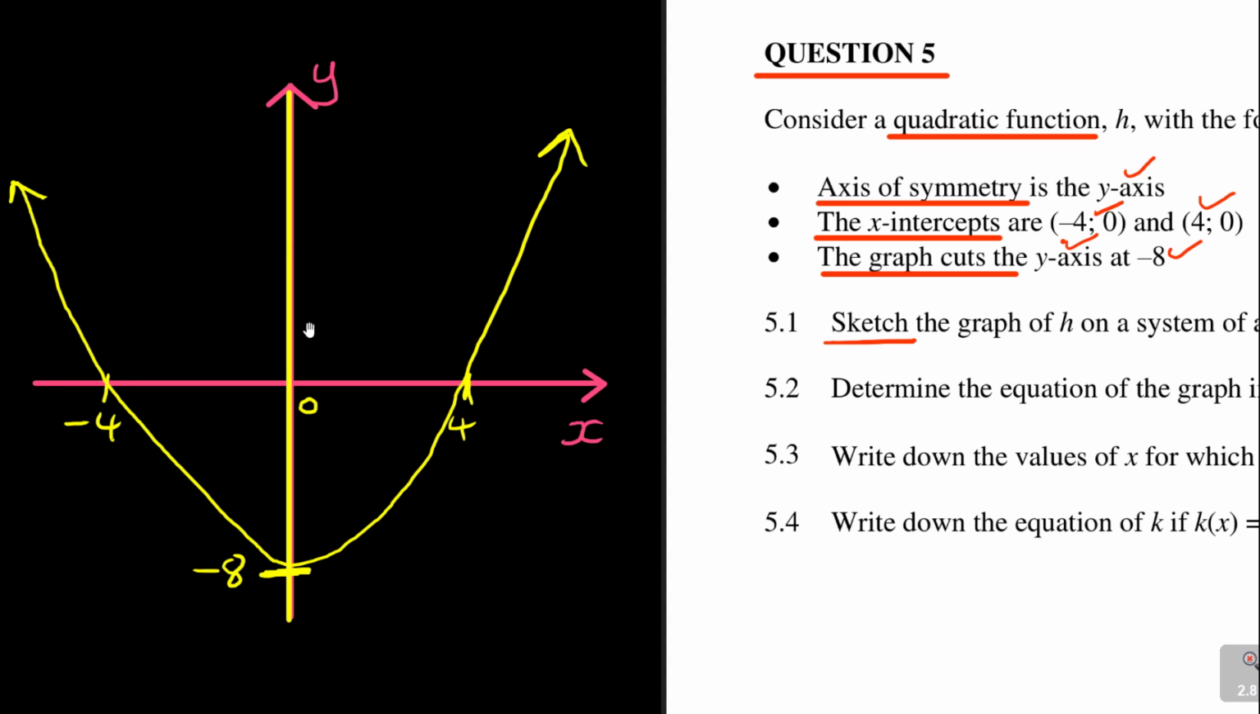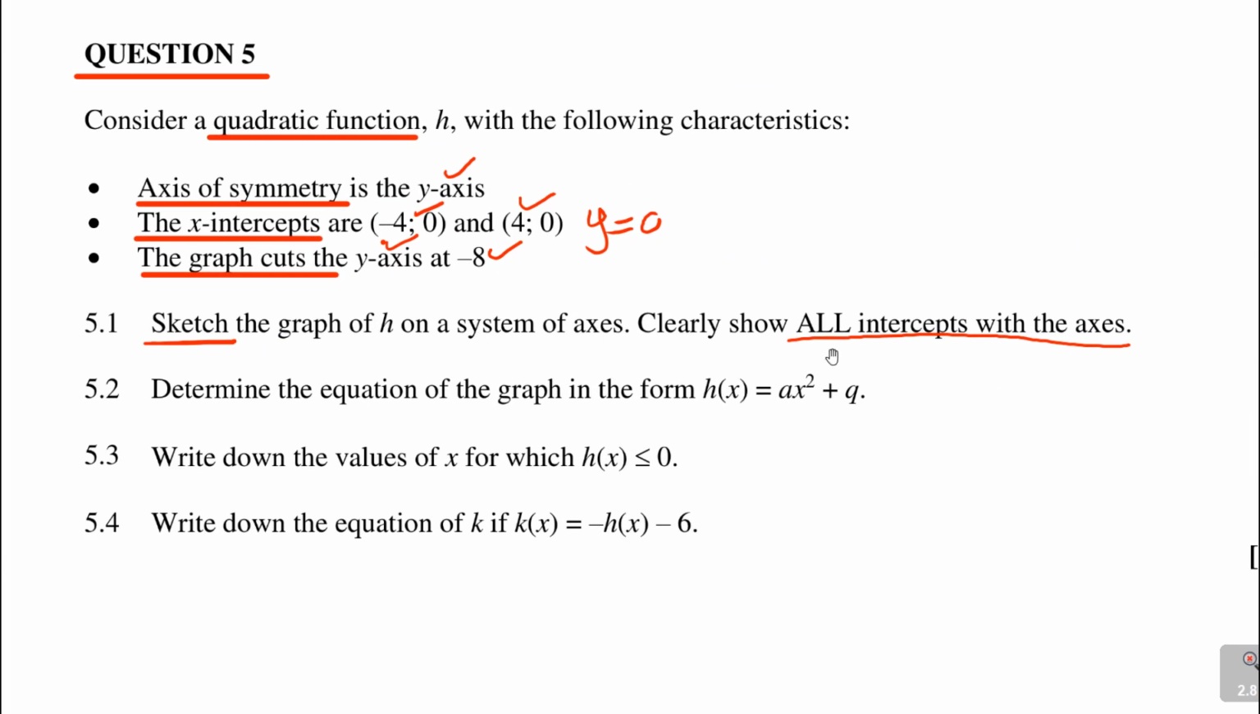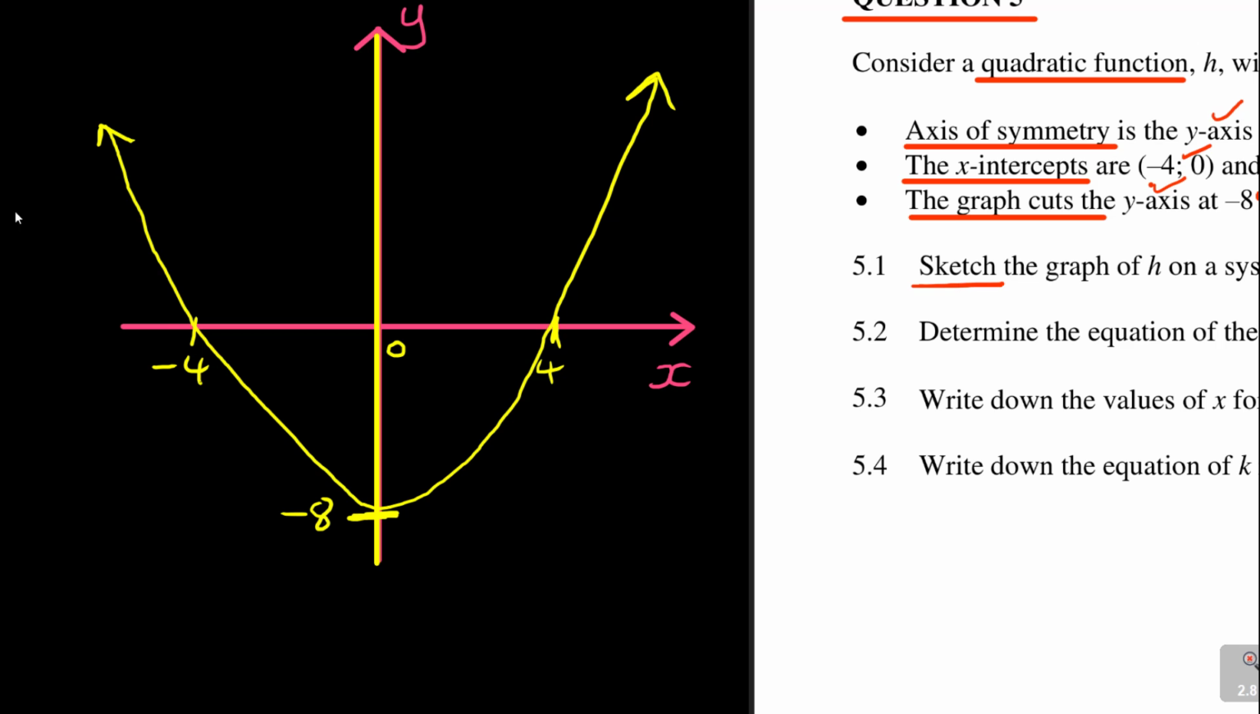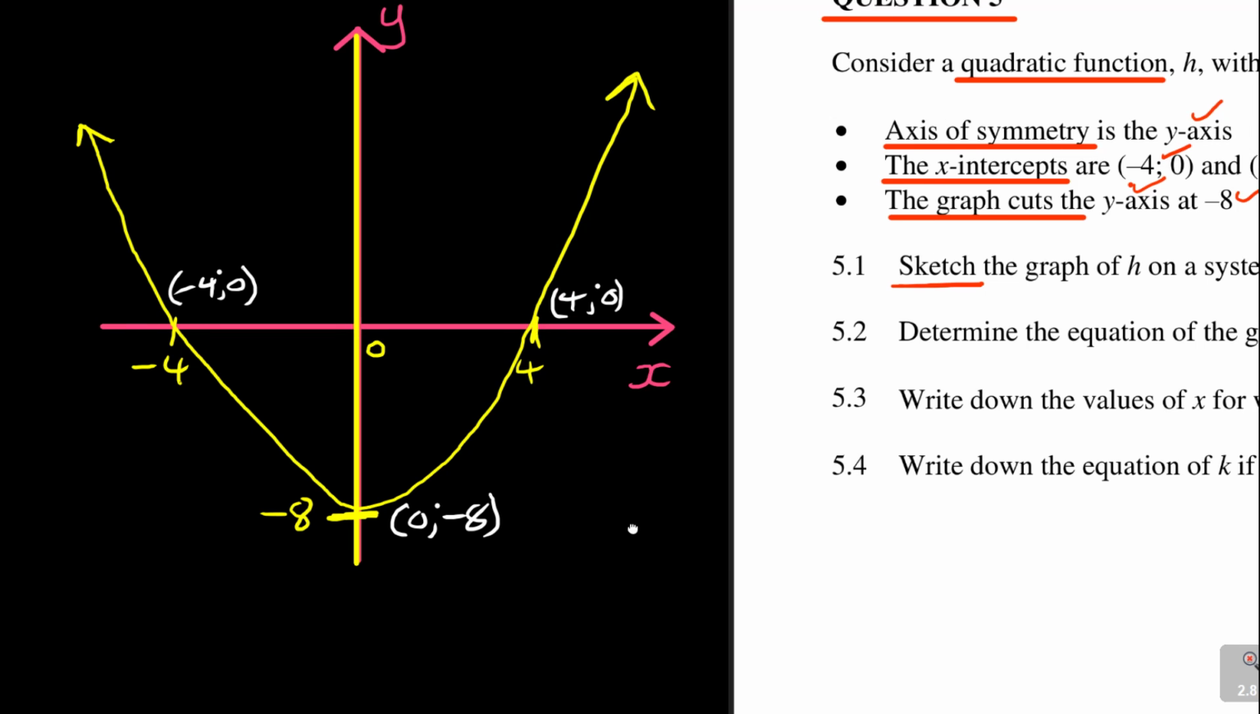So the question was clearly show all intercepts with the axis. This was fine, but you can write it also in coordinate form. It's also fine to say minus 4, 0 here. Here you can say 4, 0. And then here, remember you start with x, y is negative 8. Are you with me? So this is the graph, and the midpoint, the center, is the line of symmetry.